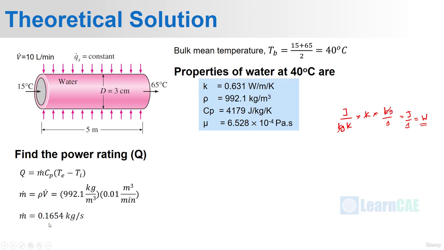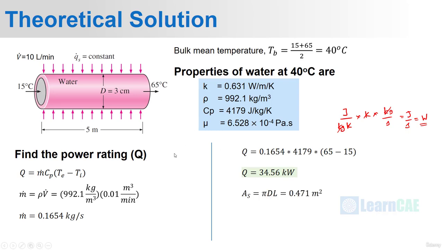Next, we shall substitute the values and find out the power rating. Q is equal to 0.1654 in place of mass flow rate, Cp is equal to 4179 and ΔT is 65 minus 15. Therefore, Q is equal to 34.56 kilowatt. So, this is the amount of heat required to increase the temperature of water passing through this tube at 10 liters per minute from 15 degrees Celsius to 65 degrees Celsius.